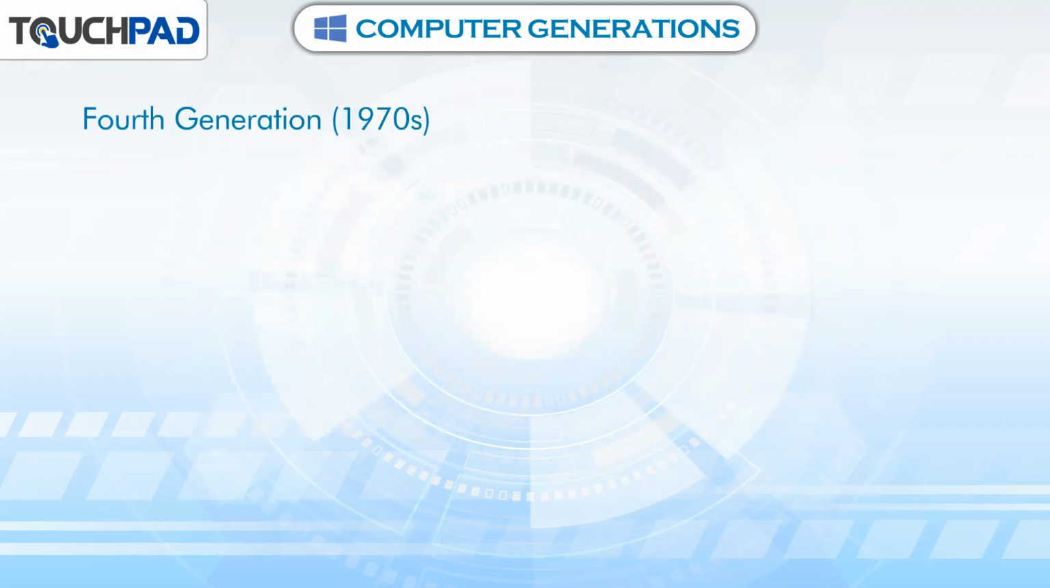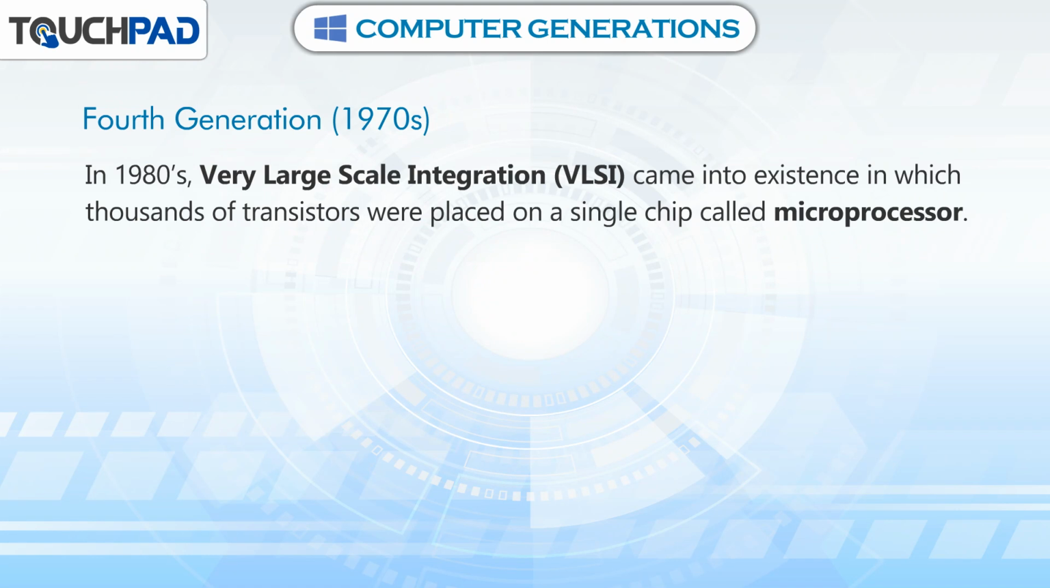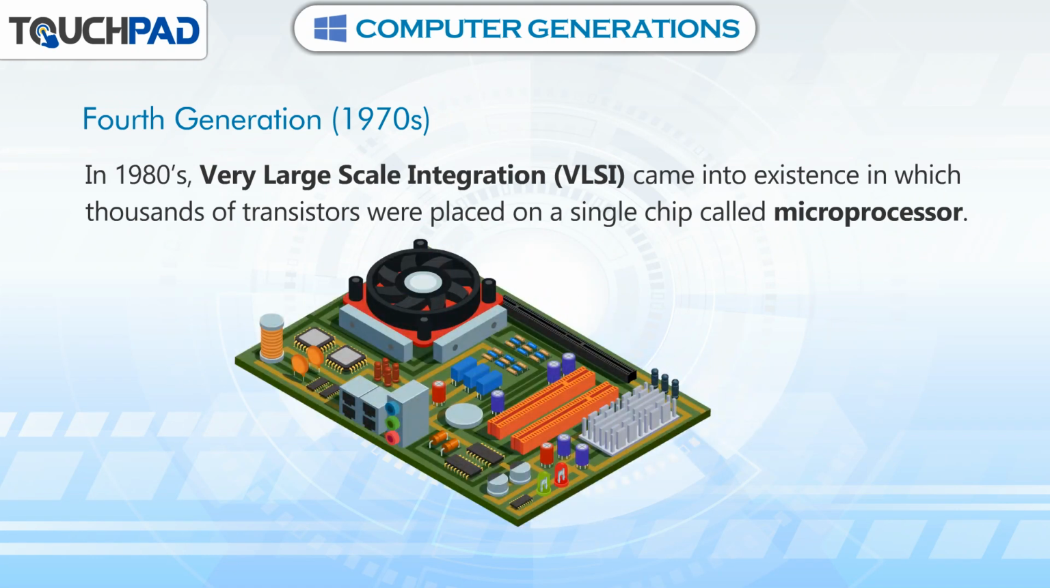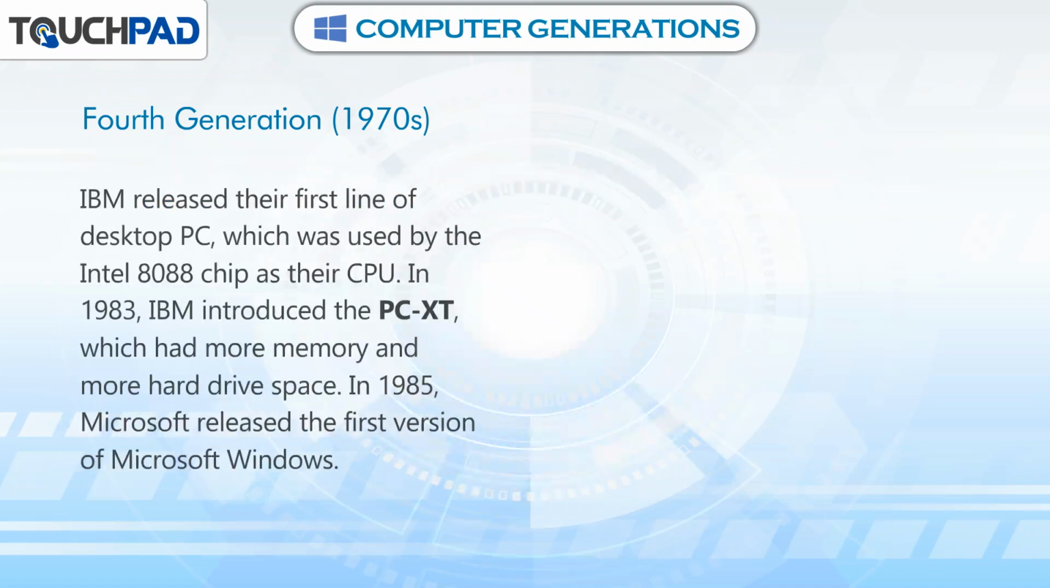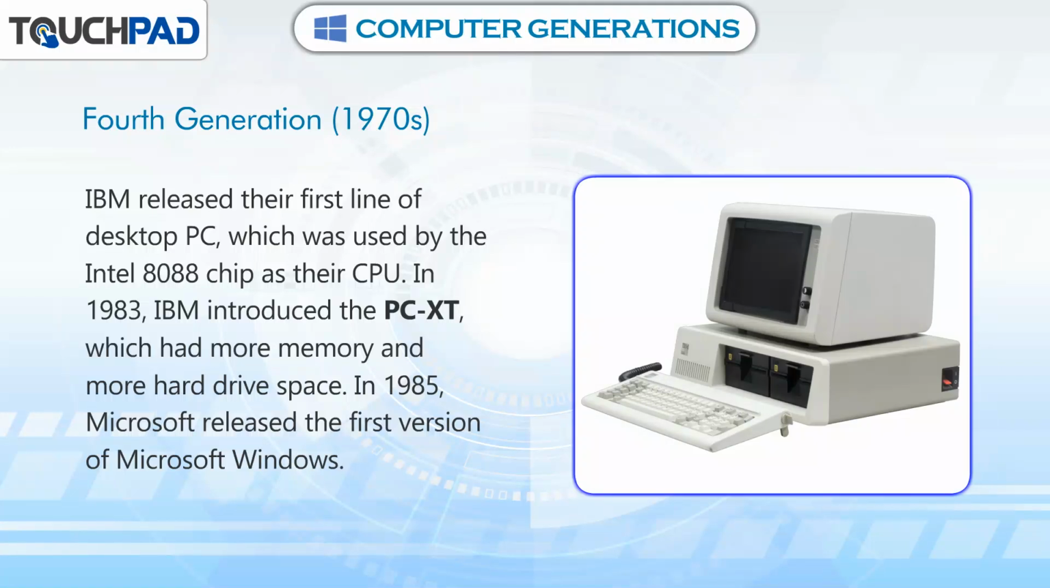Fourth generation, 1970s. In the 1980s, Very Large-Scale Integration, VLSI, came into existence, in which thousands of transistors were placed on a single chip called microprocessor. IBM released their first line of desktop PC, which used the Intel 8088 chip as its CPU. In 1983, IBM introduced the PC XT, which had more memory and more hard drive space.